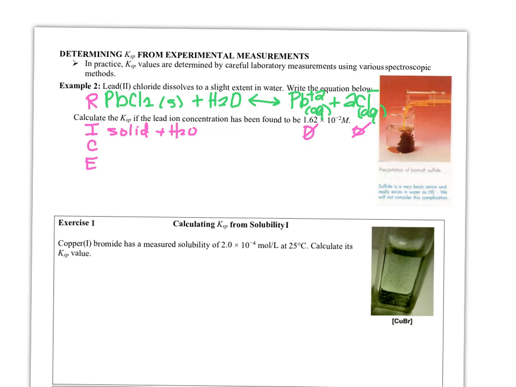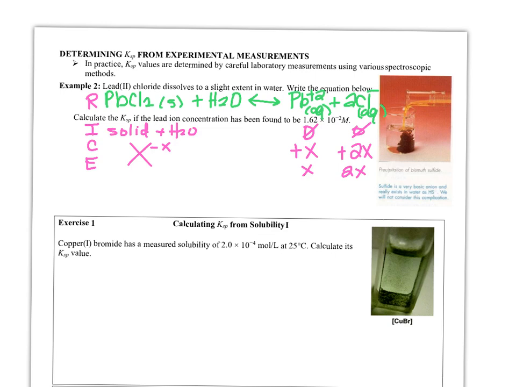Well, what's going to happen here? I don't really care what happens to my lead chloride. I mean, obviously, realistically, we would know that that's going to subtract, right? We're going to lose some quantity of it. Over here on my product side, though, I'm going to see that my lead ions increase by some quantity of X, and my chloride increases by some quantity of 2 times X, right? So we can easily see that. So at equilibrium, I should have X amount of lead ions and 2X amount of chloride ions, right?